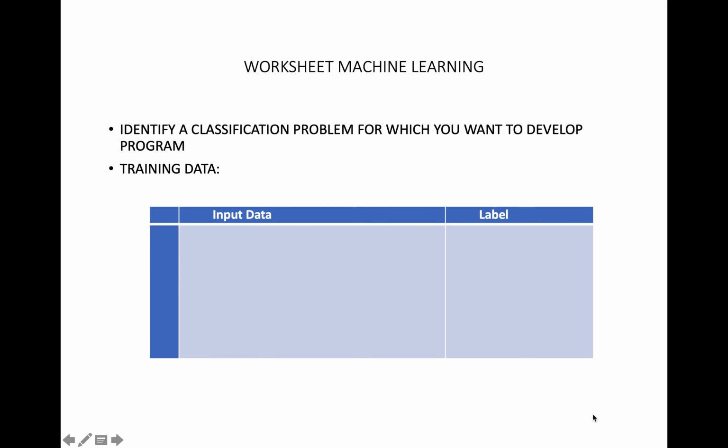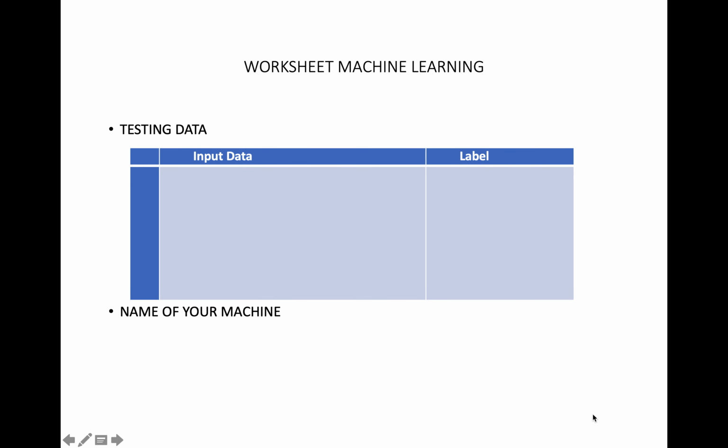Also, there is a small worksheet for you where you have to think about a problem, a classification problem, for which you would like to develop a program. Also, give an idea about the training data that you would be using to train your model. What will be the input data and what label will it have? Similarly, how will you test the performance of your model? What will be the input data and its label? How would you like to name your machine? Try this and explore more about machine learning.